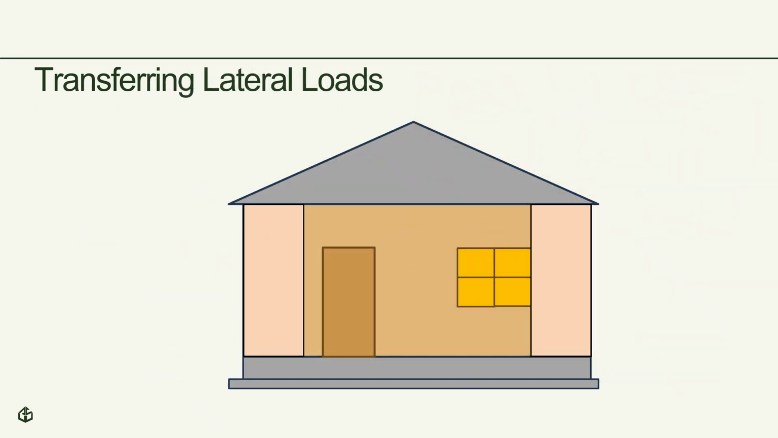Now that we've looked at transferring gravity loads, we will now look at transferring lateral loads. In this illustration, the load from the wind is pushing against the building from left to right. You can see the loads are resisted by transferring along the top plate to the brace wall panels. Presuming the brace wall panels are constructed properly, they prevent the racking of the wall.